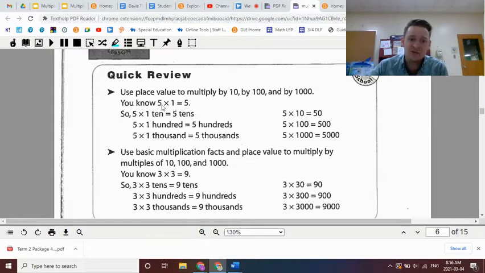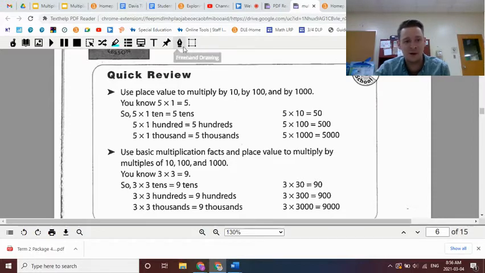So you know 5 times 1 is 5. If you think about it, if you have 5 times 10, you'd have 5 tens, right? You'd have 1, 2, 3, 4, 5 tens. And 5 times 100, you'd have 5 hundreds. And 5 times 1,000, you'd have 5 thousands. And here's how it looks in numbers.